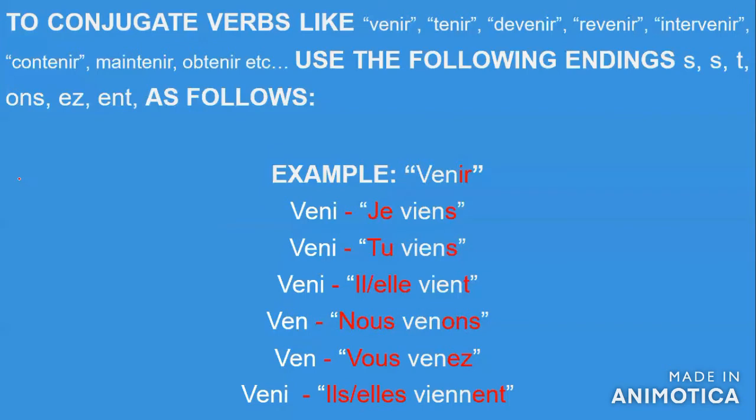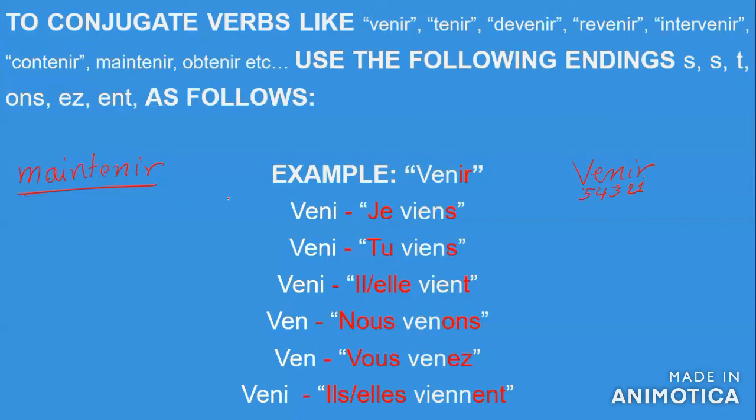So now let me take another verb. Okay, we have the verb maintenir. Just to give you another example, we have maintenir. How many letters did we have in venir again? Venir, we had 1, 2, 3, 4, 5. So now, how many letters are there? We have 1, 2, 3, 4, 5, 6, 7, 8, 9. That is more than venir.